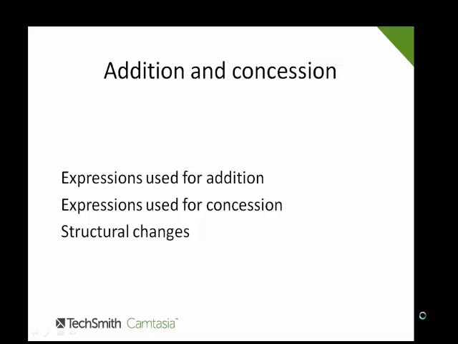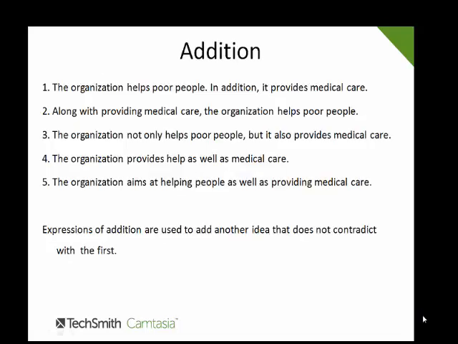So today's lesson is about addition and concession. Specifically, we're going to talk about the expressions used for addition, expressions used for concession, and then we will have a look at some structural changes. So let's have a look at these examples.